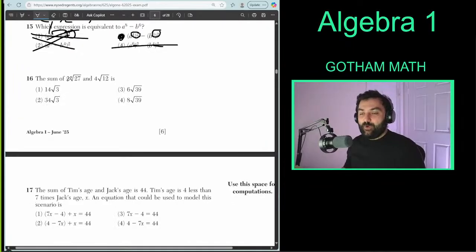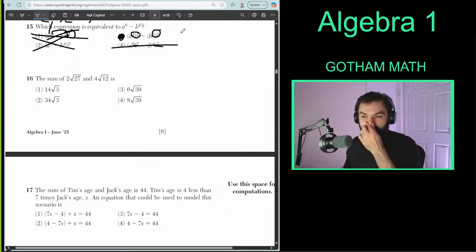16. The sum of 2 square root of 27 and 4 square root of 12 is... Look at this. They used a lot of radicals on those Algebra 1 tests, which is not that bad. We can do it. I'll say what I said about some other questions: if you want me to make a video on how to break radicals, comment and I'll make a separate video on that.